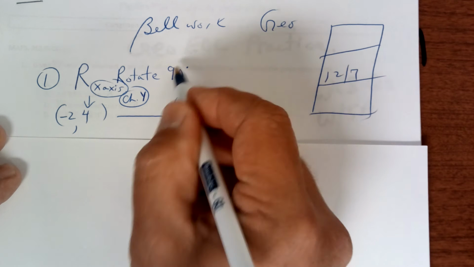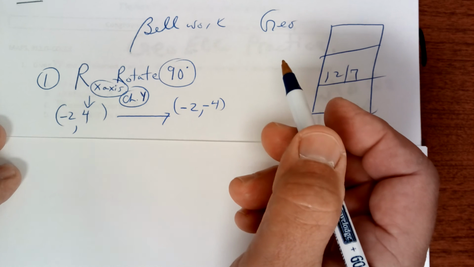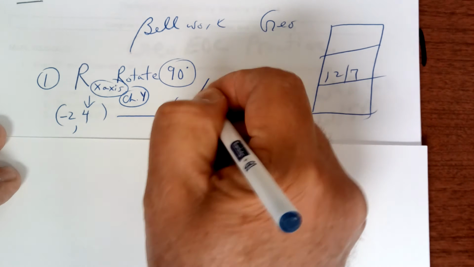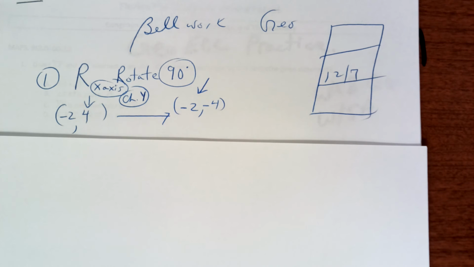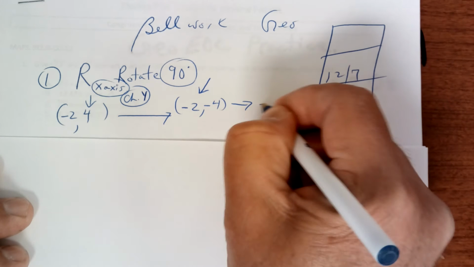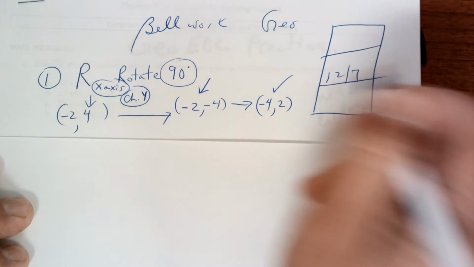And then rotate 90 degrees. Now, if you rotate it 90 degrees, according to the rule, I'm pretty sure you change the X and switch. Let me verify that. Okay, that is correct. So you want to go ahead and change the X and switch. So here, you're going to change the X and switch it. So your final answer is going to be a -4 and a +2. That should be it. Let's take a look at this one.